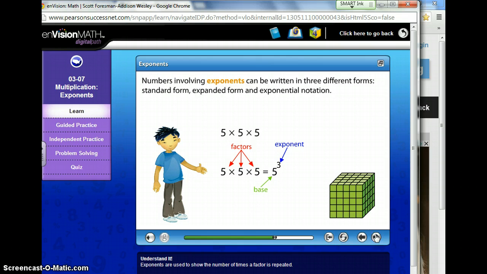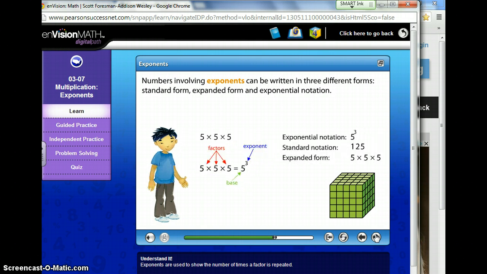Okay, so we are going to talk about 3 different ways of writing them today. We're going to write them in expanded form, where we expand them out, make them longer. We're going to write the final answer to that. 5 times 5 times 5 is actually 125. And we're going to write a shorter version, the exponential notation, which is taking those 5s and putting a little 3 as the exponent. 3 5s.